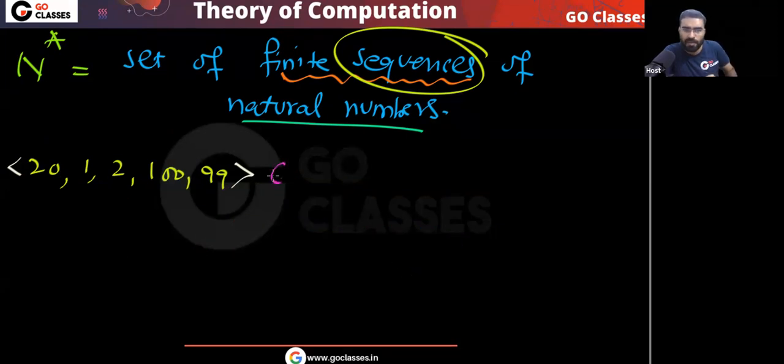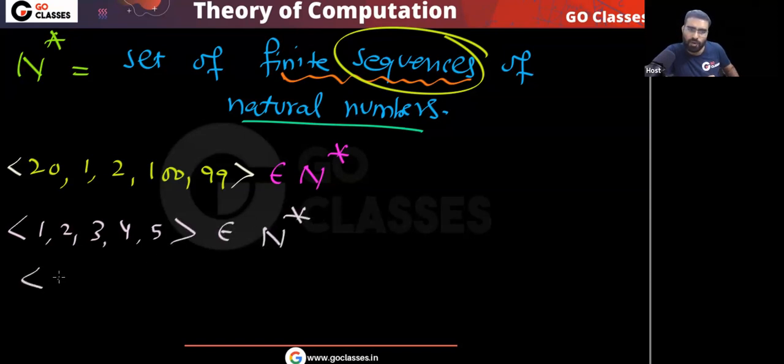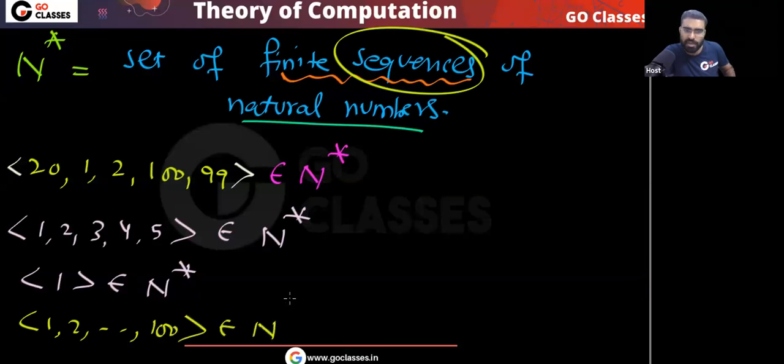Understood? So remember, this belongs to N star. For example, I can say 1, 2, 3, 4, 5. This will also belong to N star. Is this clear? Let me know. Finite sequences of natural numbers. Okay, for example, 1 to 100. Consider this sequence. This will also belong to N star. So this is what your N star is.